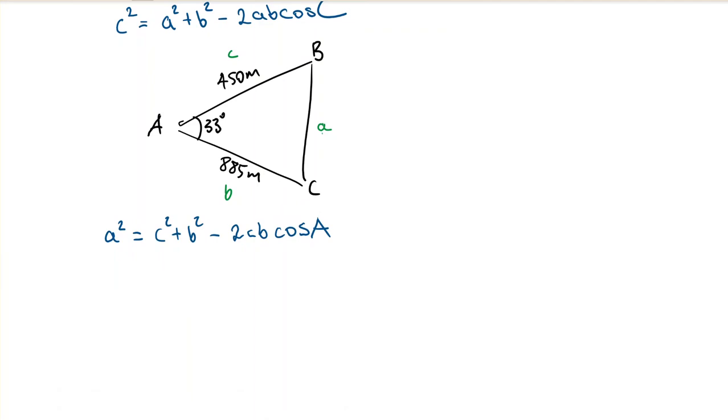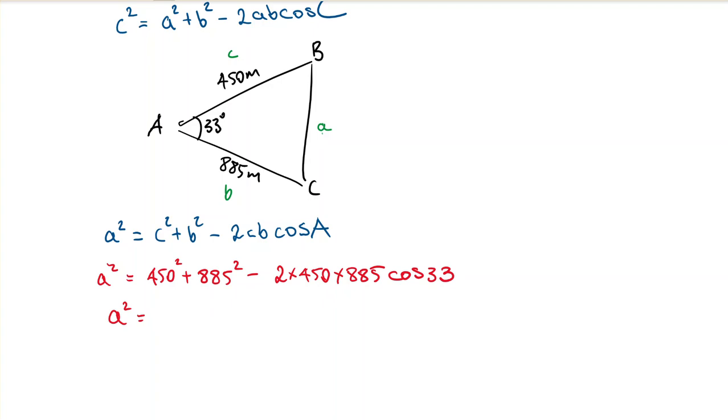Okay, so let's try and solve it. I've got A squared is equal to 450 squared plus 885 squared minus 2 times 450 times 885 cos 33. Now be careful when you're putting this in the calculator. I'd advise using brackets so you don't make any mistakes.